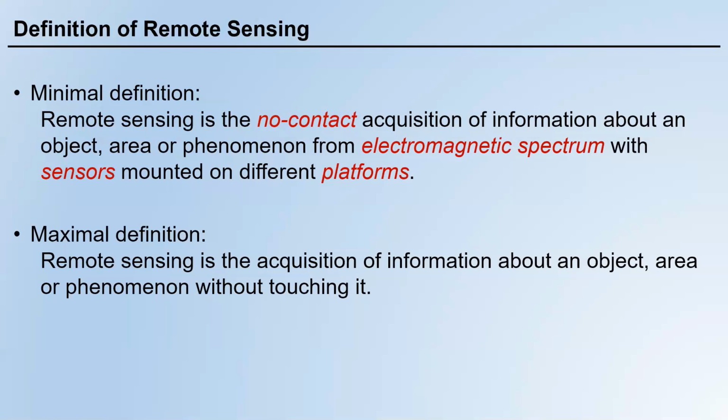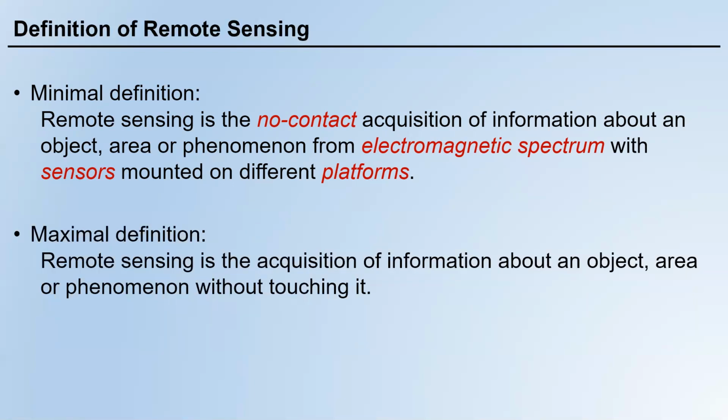If we are talking about remote sensing in a much larger context, remote sensing is actually the acquisition of information about an object, area, or phenomenon without touching it. So non-contact equals without touching it, right? That's the core concept of remote sensing. So you don't have to use specific sensors. You don't have to necessarily use EMR. Your sensors are usually mounted on a platform, but when we're talking about sensors in this class, they equal cameras or CCDs. But in real life, by this maximal definition, remote sensing is everywhere. You just don't know that.